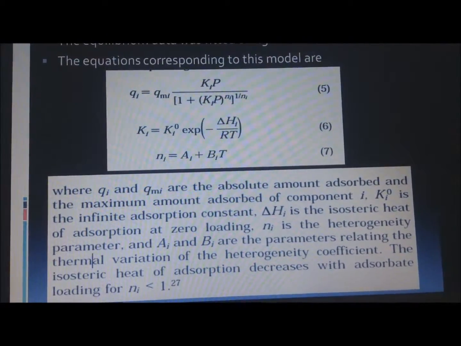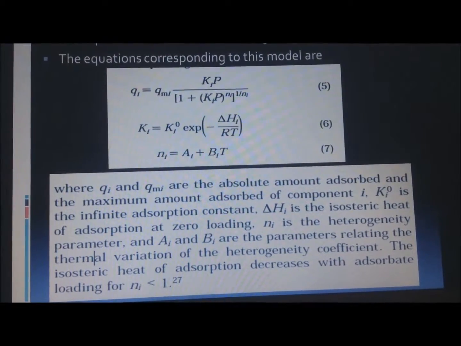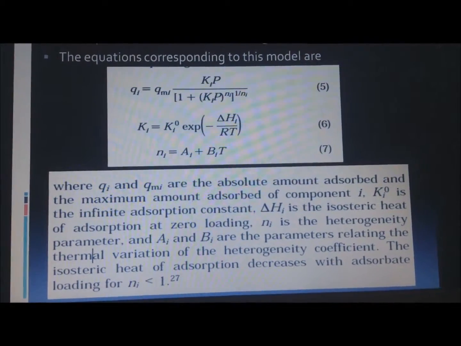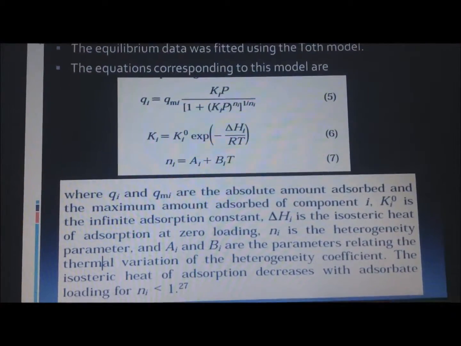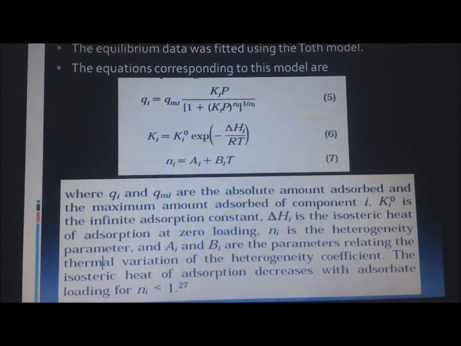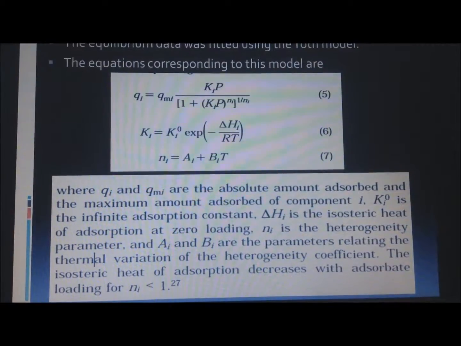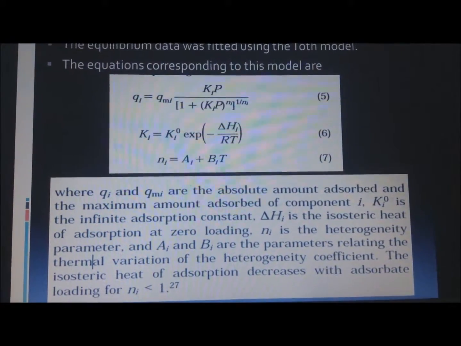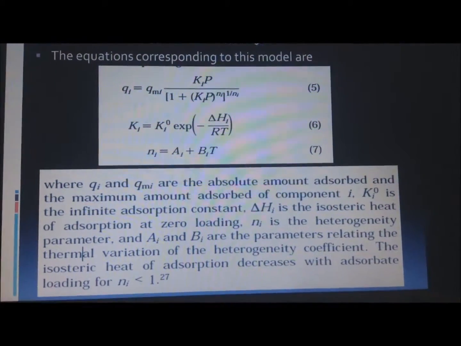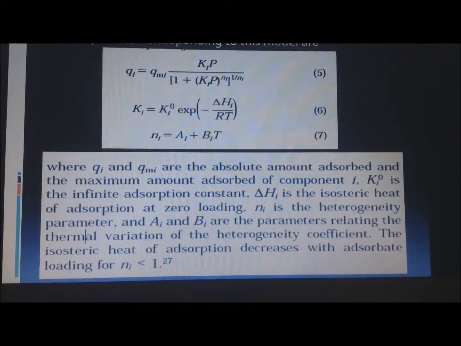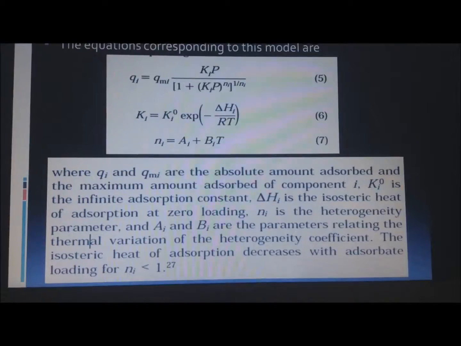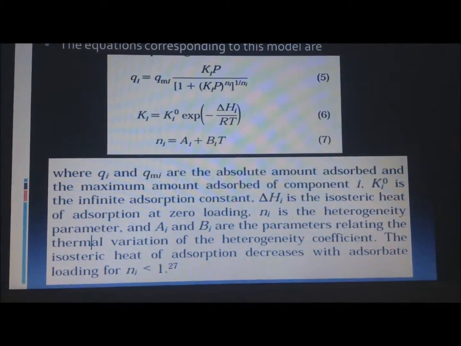Delta H sub i is the isosteric heat of adsorption at zero loading. N sub i is the heterogeneity parameter. And A sub i and B sub i are the parameters relating to the thermal variation of the heterogeneity coefficient. The isosteric heat of adsorption decreases with adsorbate loading for N sub i less than 1.